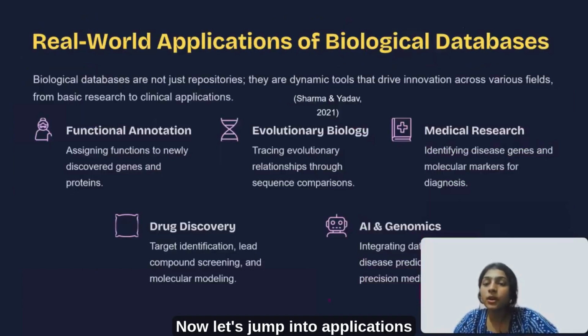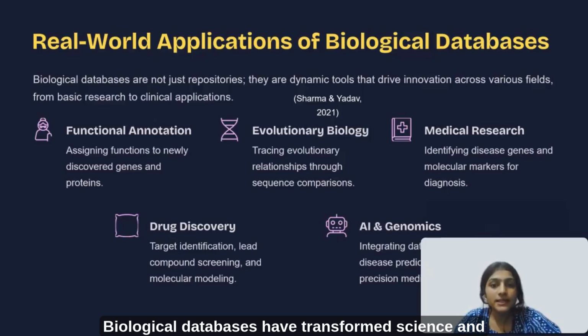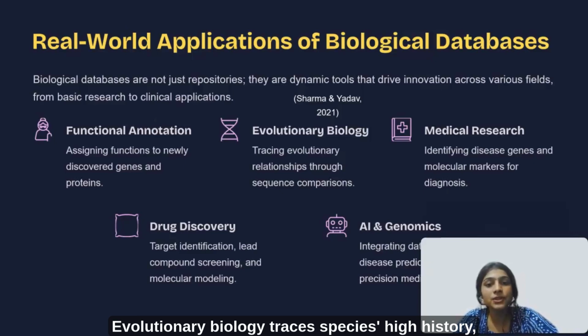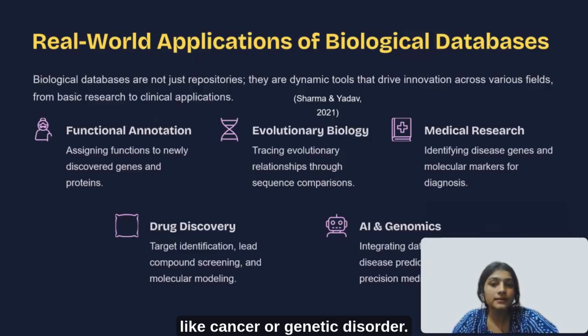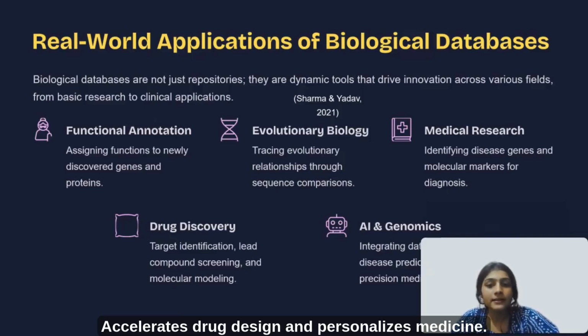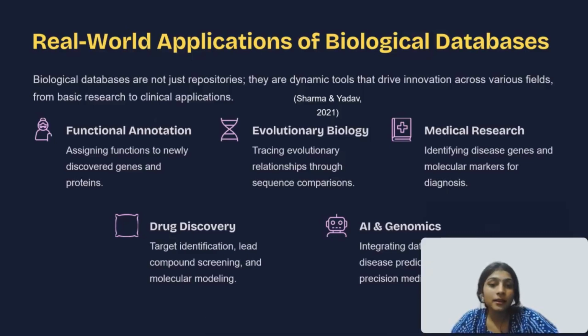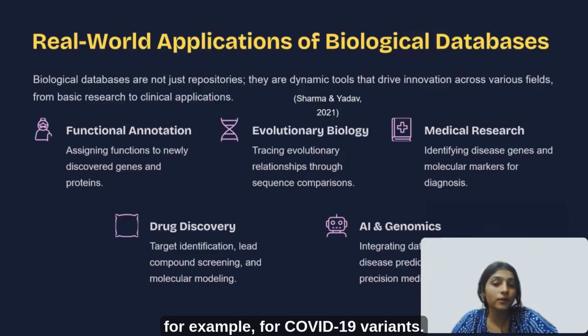Now let's jump into applications of biological databases. Biological databases have transformed science and medicine in ways you encounter every day. Evolutionary biology traces species' history, discovers common ancestors, and analyzes genetic divergence. Medical research detects mutations causing diseases like cancer or genetic disorders, accelerates drug design and personalized medicine, and identifies targets for new therapies based on protein structure and function. Another application is outbreak tracing, rapid identification of pathogens, for example, COVID-19 variants, and monitoring their spread.